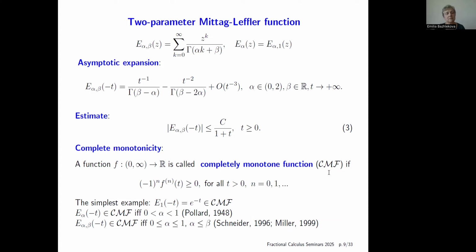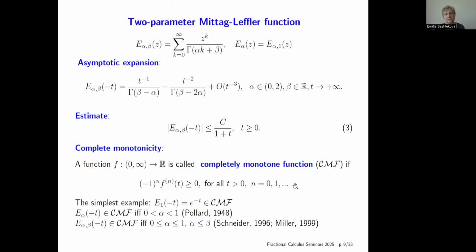Further, the classical two-parameter Mittag-Leffler function, its definition, and its asymptotic expansion for negative argument, which is very useful in applications, which implies this estimate 3, which is given in the book of Podlubny, and some classical complete monotonicity results concerning the classical Mittag-Leffler functions.